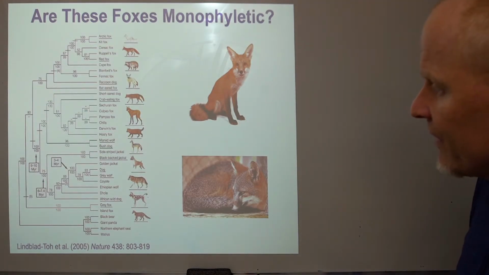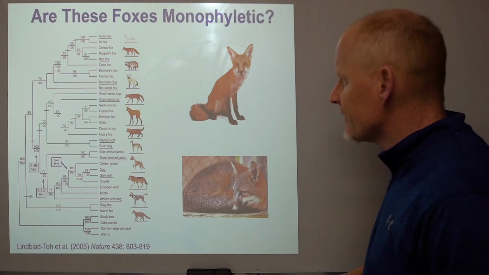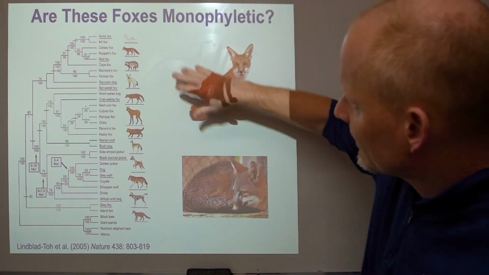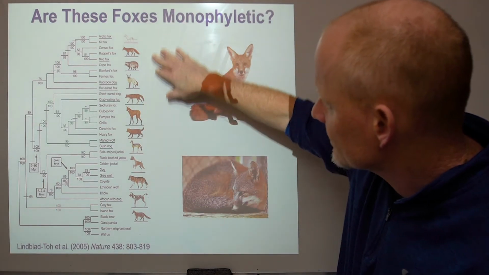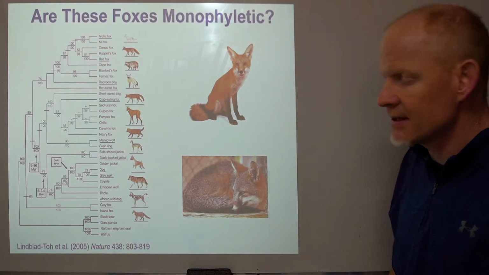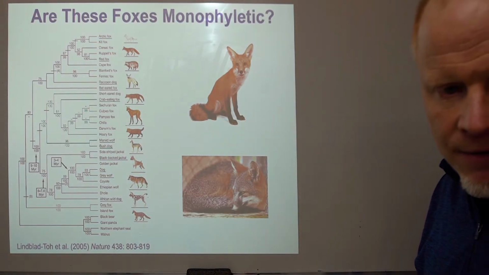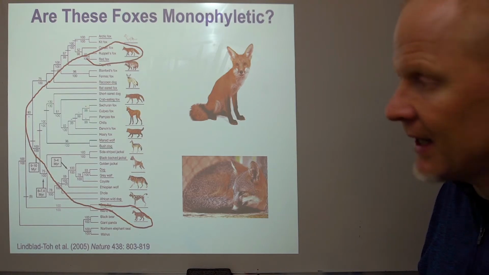Here's a great example with foxes, right? You might see pictures of foxes. And what I want you to notice here, these are all carnivores, right? You can see there's dogs and foxes and whatnot. But not all foxes are closely related, even though they look a lot alike.